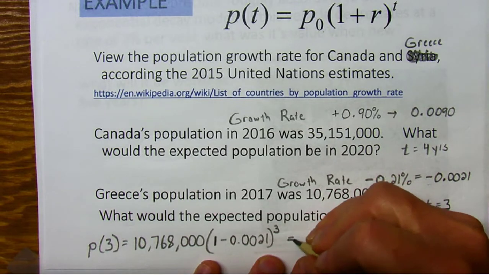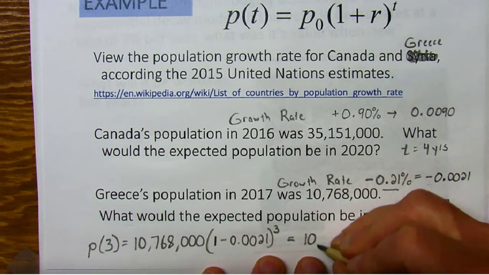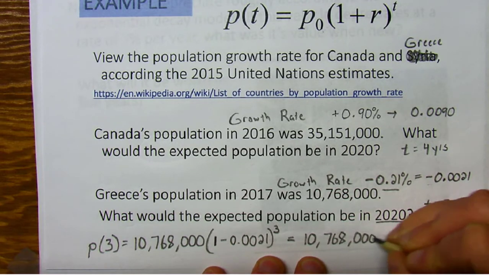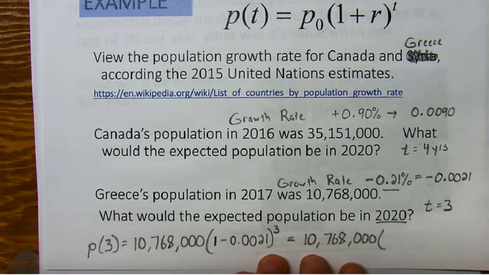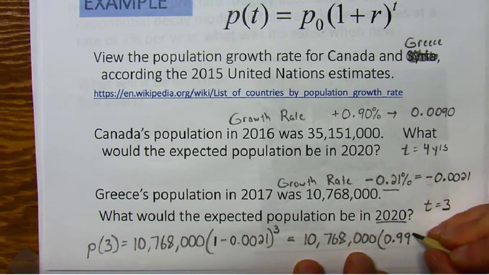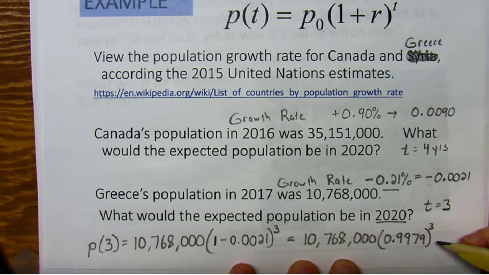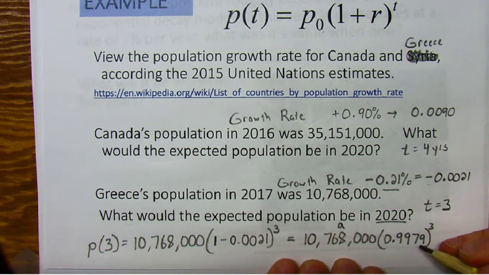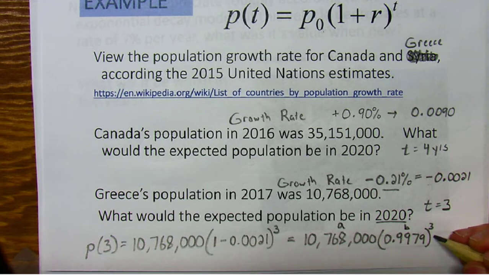Now, if we take that a little bit further, we can say that that is 10,768,000 times 1 minus 0.0021, which is 0.9979, raised to the third power. And look at what we've got. There's that exponential form again. Our A value, our starting value, is 10,768,000. Here our B value is a little bit less than 1, so that's an exponential decay. This is dropping very gradually.